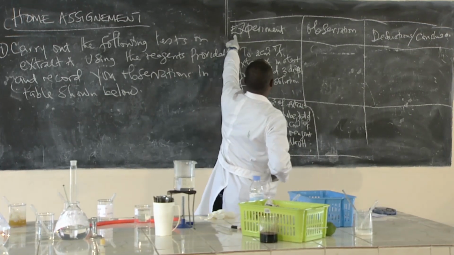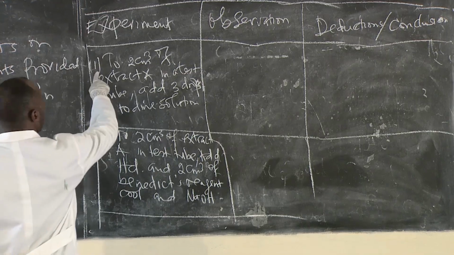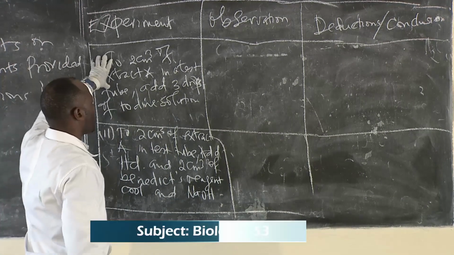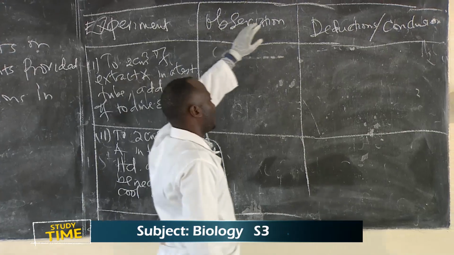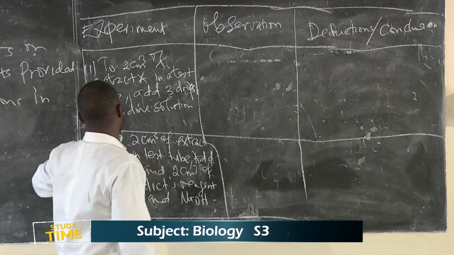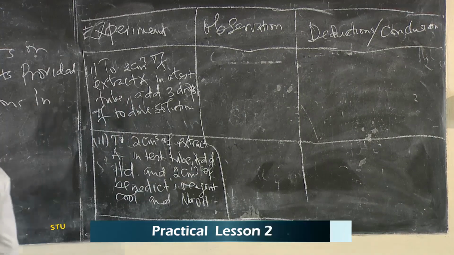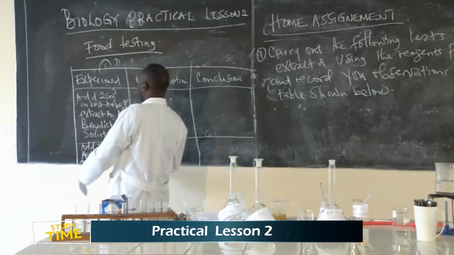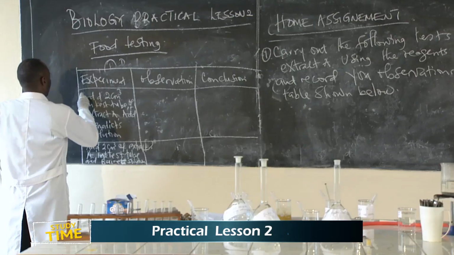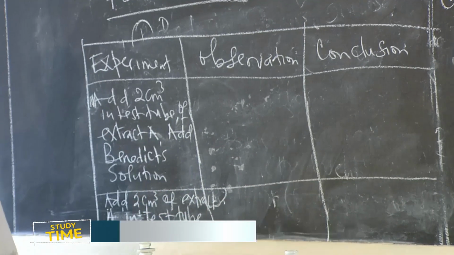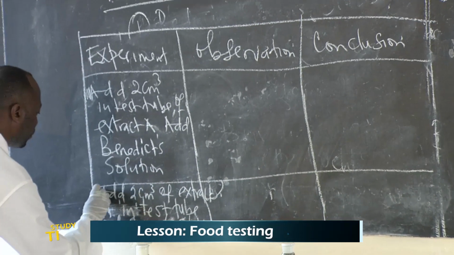There are 3 experiments. This is Roman 1. You add this one, and you make the observation and the deduction. This is question 2. You do observation and conclusion. So experiment 3, this is Roman 3. You also do the same up to Roman 4.